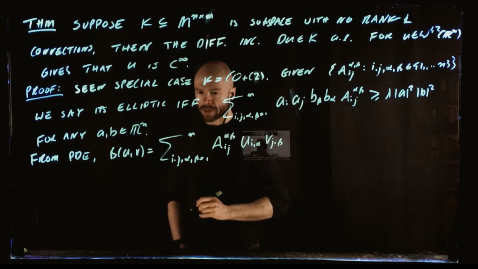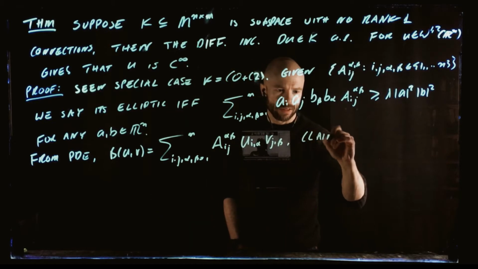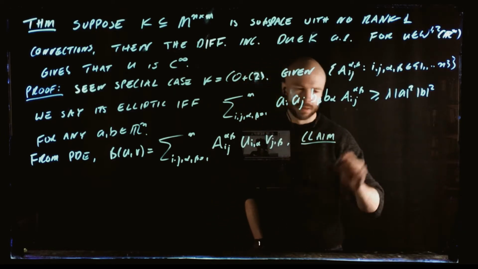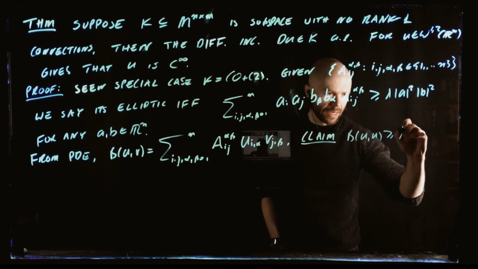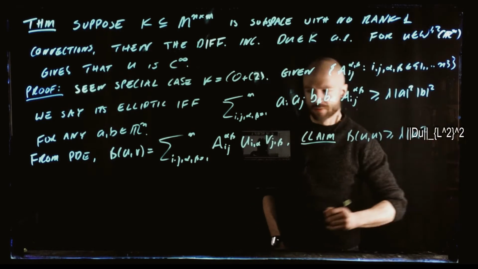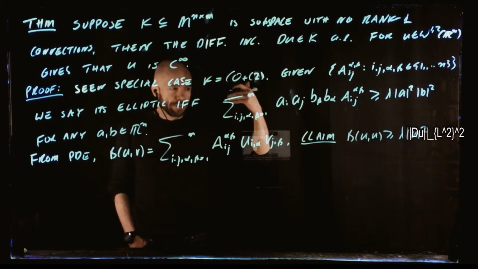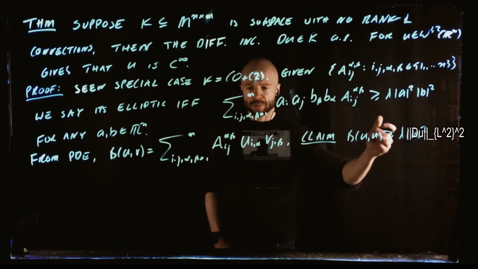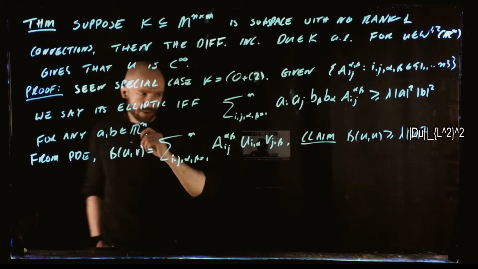Okay, so claim, and we're going to need this later for our proof of this statement as well, that we have B(u, u) is bigger than λ times the norm of the gradient of u squared, for this λ actually. And this is one of the key hypotheses needed for Lax-Milgram, and it's also going to be useful for us going forward. Okay, so why does this follow?